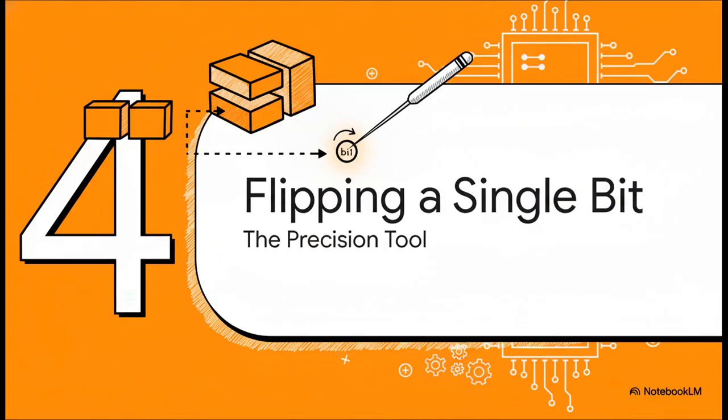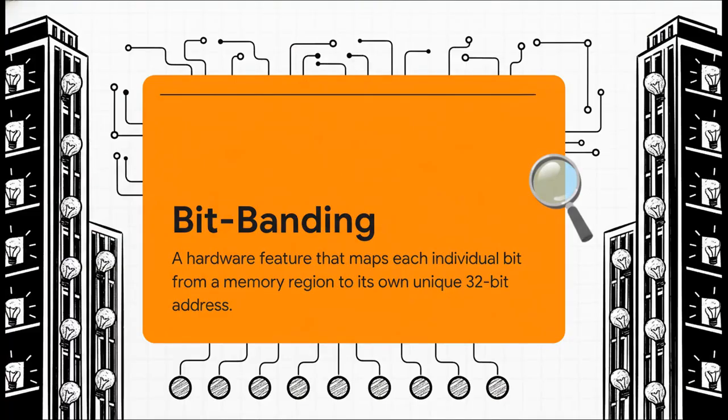So we've seen a tool for managing big blocks of data. But what about the absolute smallest piece of information there is, a single bit? Well, let's look at a tool that's designed for pure surgical precision. This feature is absolutely incredible. It's found in a lot of ARM processors, and it's called bit banding. The concept is kind of mind-bending, so stick with me.